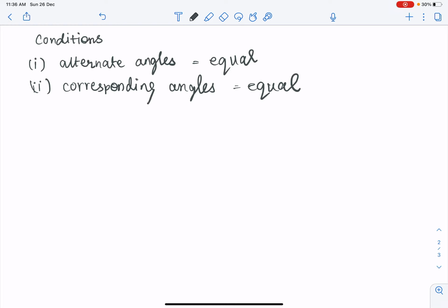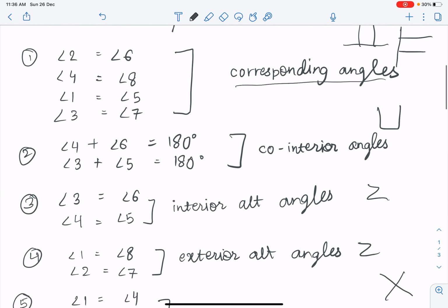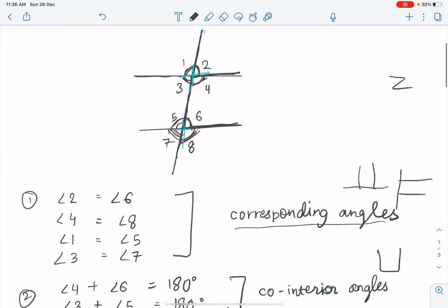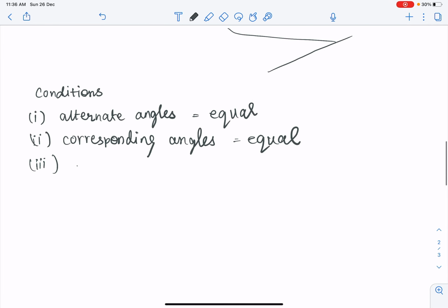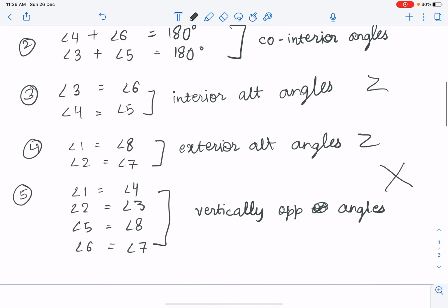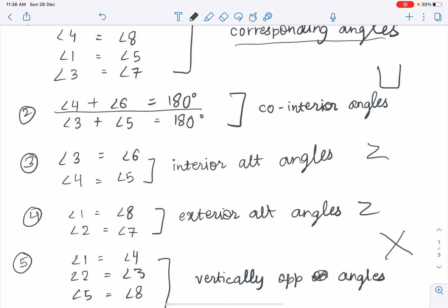Then your third and last condition says that the sum of interior angles on the same side of the transversal should be 180. What that means is that the co-interior angles, like 4 and 6 and 3 and 5, should be equal to 180 degrees. Co-interior angles should be equal to 180 degrees. Right? We had mentioned it here also. You can see co-interior angle equals 180 degrees. Right? These are the conditions.